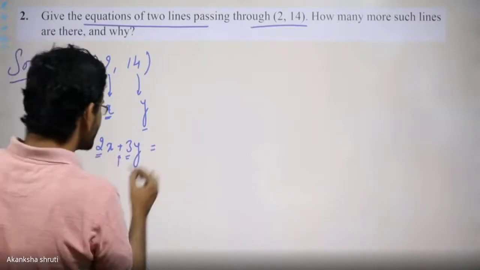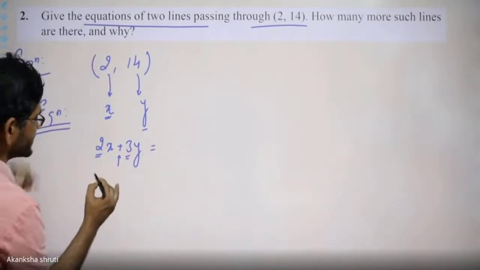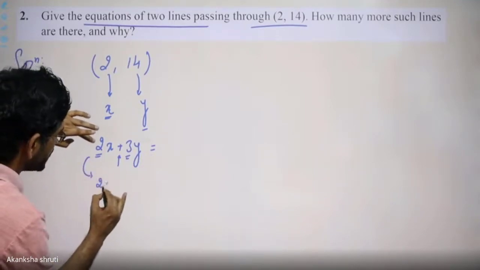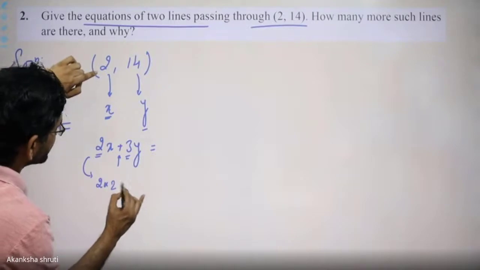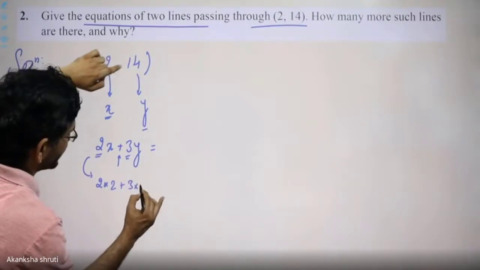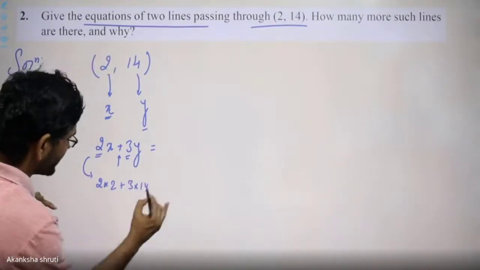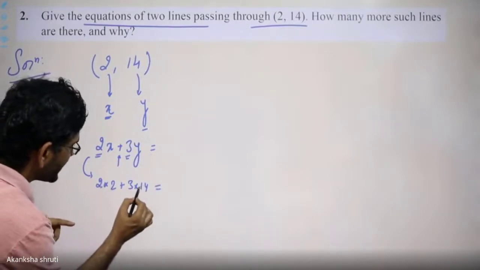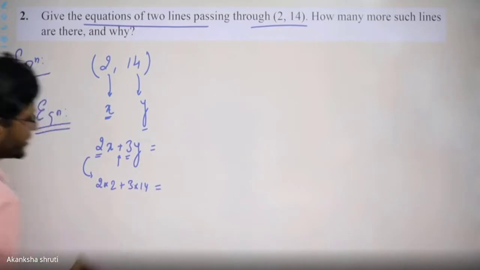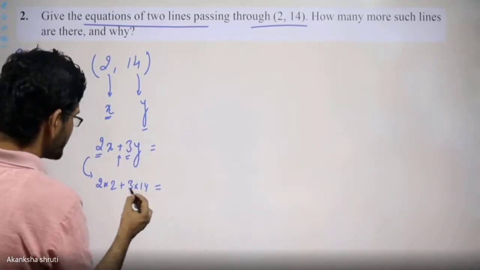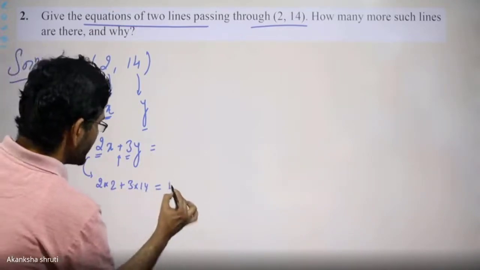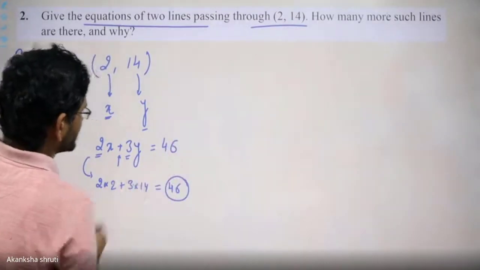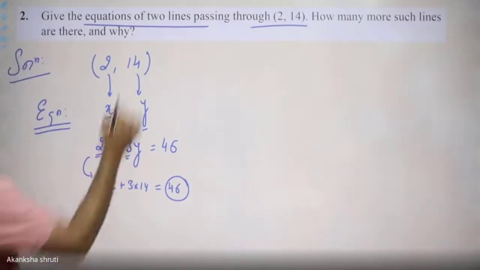Students, then what should it be on the right hand side? For getting that, you do a rough work: 2 into the x, which is 2, plus 3 into the y, which is 14. How much will we get? Students, 2 twos are 4 plus 14 threes are 42. So 42 plus 4 becomes 46. So the right hand side should be 46 so that it will satisfy.